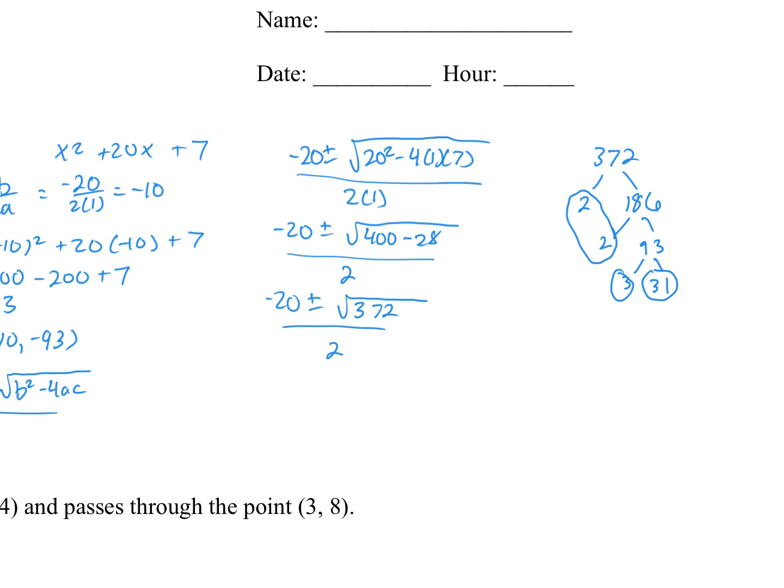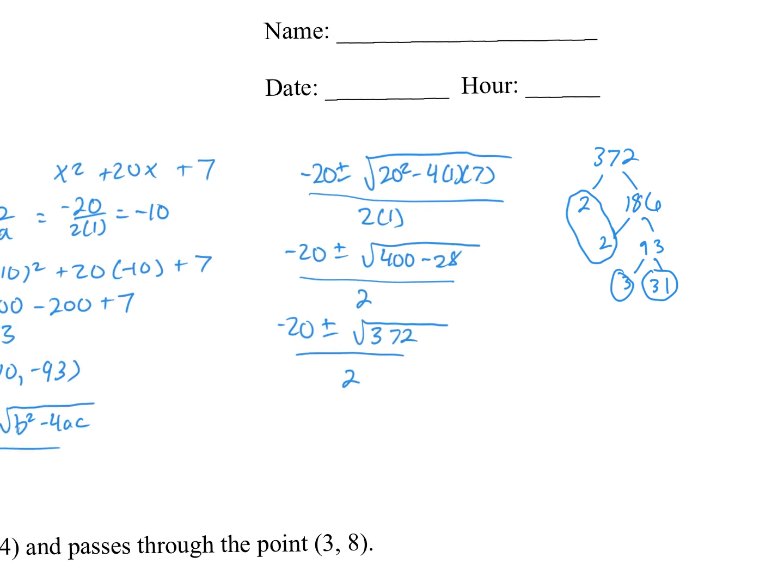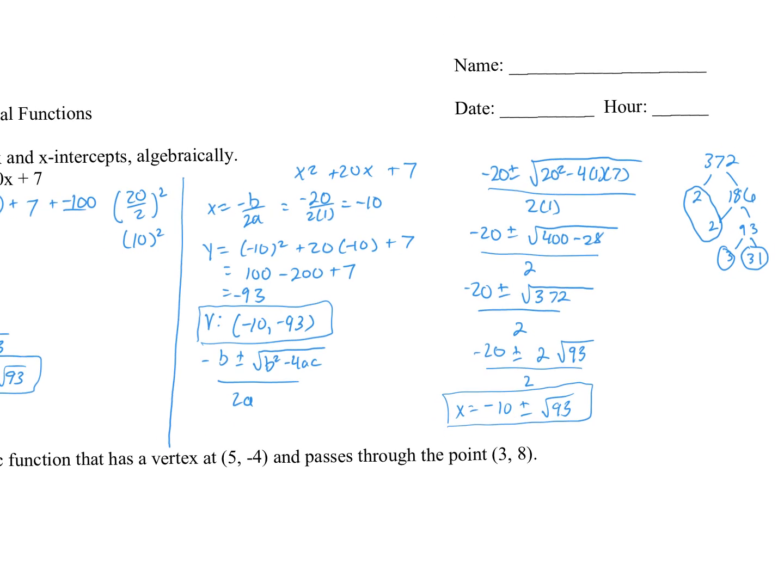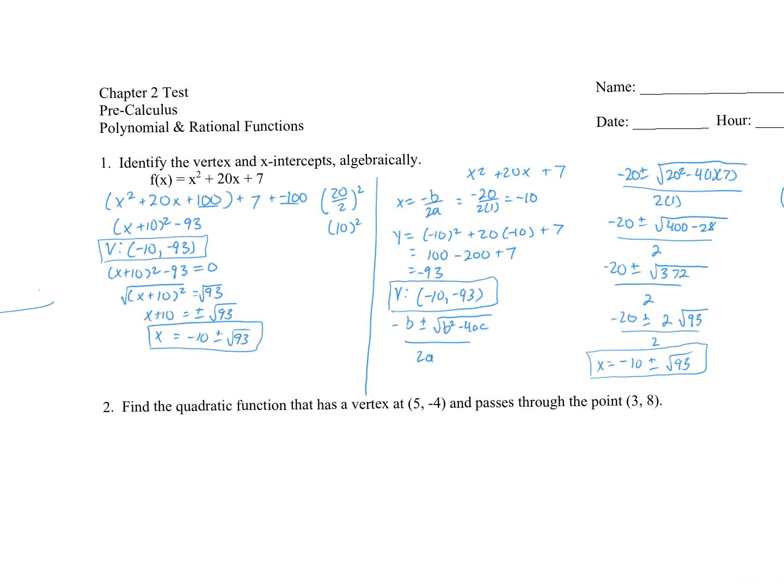Here's my singles. Okay, so then this is negative 20 plus or minus 2 root 3 times 31, which is the 93, over 2, and it simplifies to negative 10 plus or minus root of 93. So this is our x, like so, and our vertex over here like so. So two different methods. Either method would be just perfectly fine on the test.